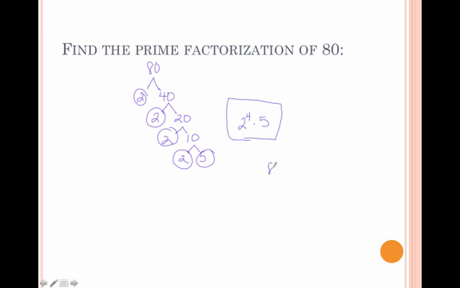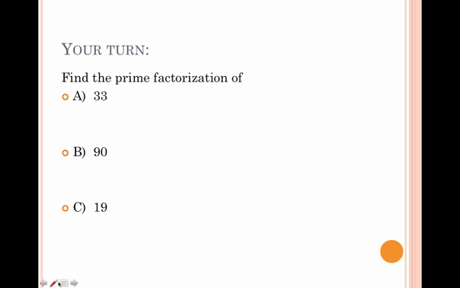We could have also done this so that it looked like kind of upside down long division. 2, 40, 2, 20. You can do it whichever way makes the most sense. Here are all of my prime factors. So again, I would have 2 to the 4th times 5. Do a couple of these just for practice. Pause your video, come on back.